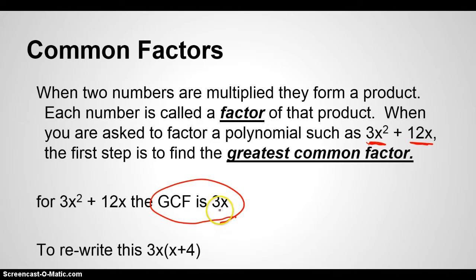So if 3x is the greatest common factor, 3x squared divided by 3x is just going to give me x, which we have here. If I do 12x divided by 3x, that gives me 4, which we get here. So when we rewrite this, we pull out the greatest common factor, put that in front of the parentheses, so we have 3x. Inside the parentheses is what we get when we divide by the greatest common factor, so we get x plus 4.